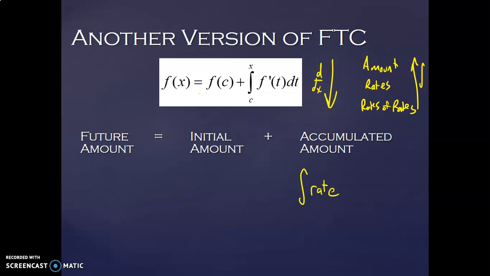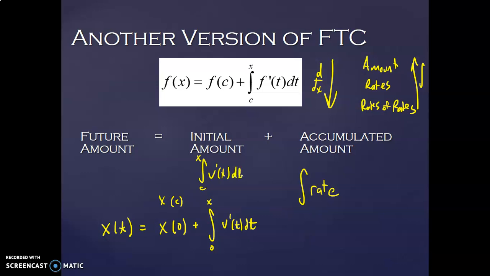A common example of this would be that a position, so x of t, is some initial position. It doesn't have to be at 0, it can be at any time. So x of c plus the integral of v prime of t dt, going from some constant, either 0 to x, or it can be any constant, to x. So this is the type of problem we've been doing on our free response questions recently, but it has lots of applications. And again, this is just a different version of the fundamental theorem of calculus.